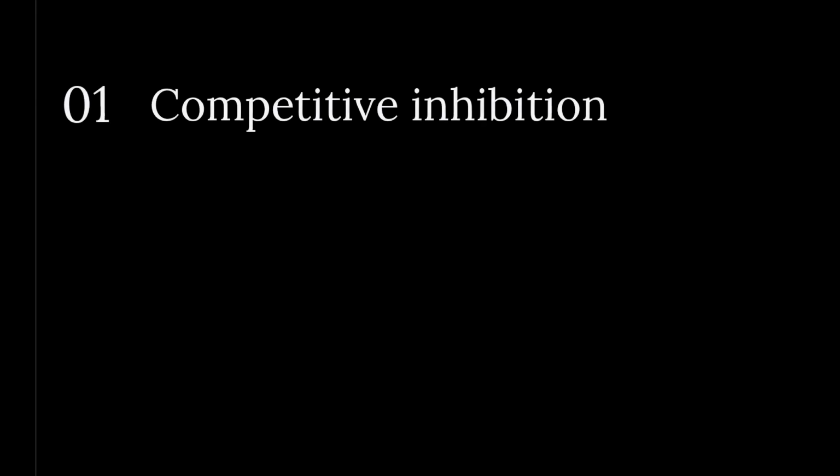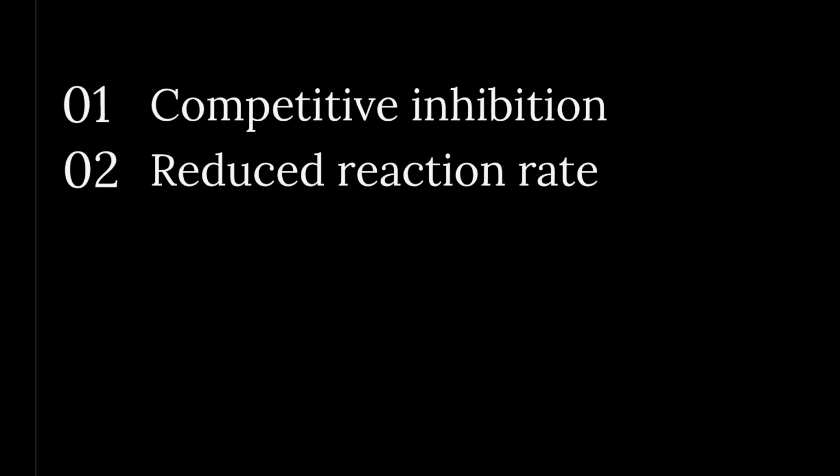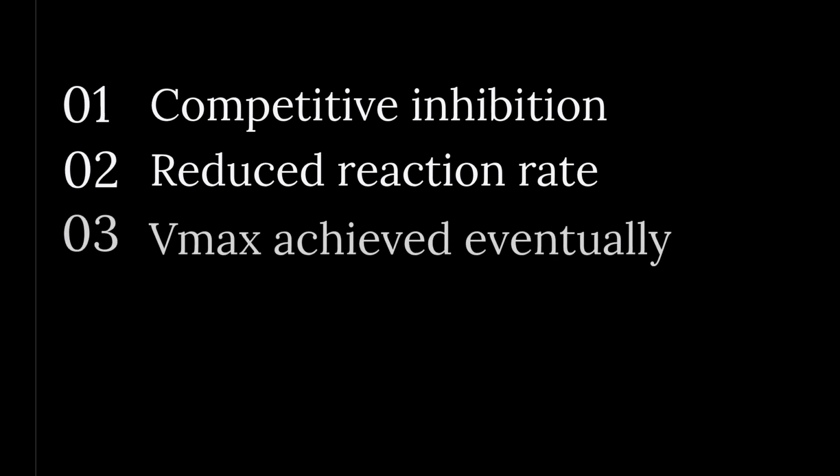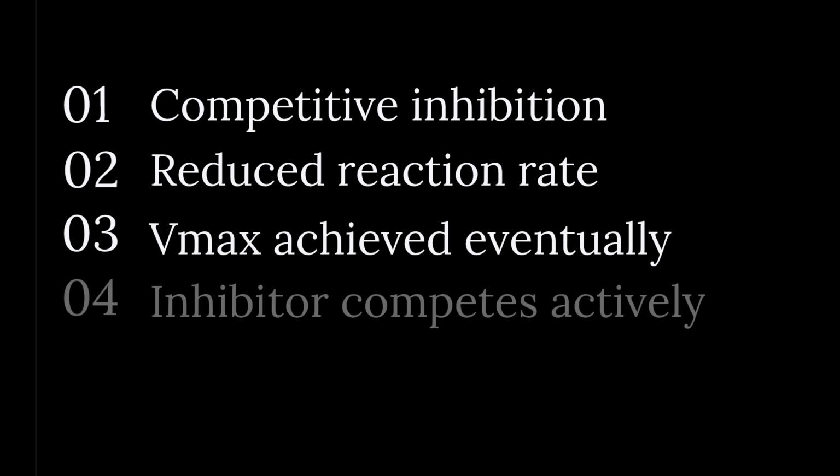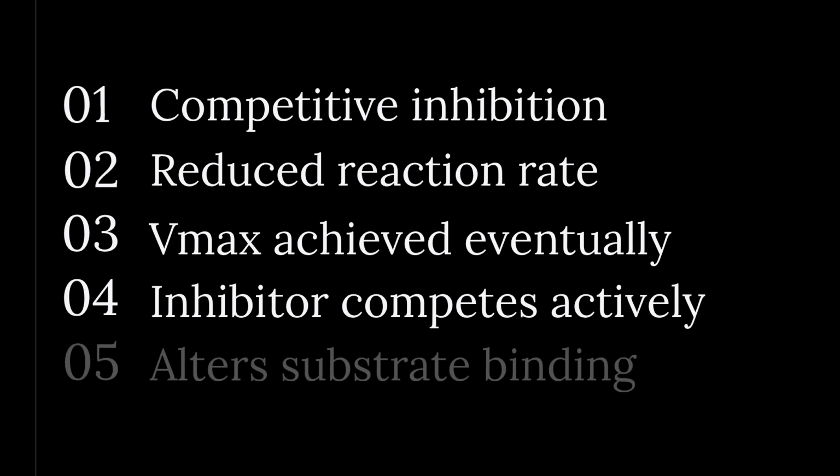Competitive inhibition shows reduced reaction rate at low substrate concentration. The same Vmax is achieved eventually with more substrate. This indicates the inhibitor competes with the substrate at the active site. Understanding this helps in identifying competitive inhibition. It alters substrate binding efficiency.